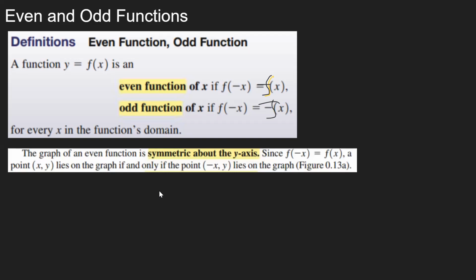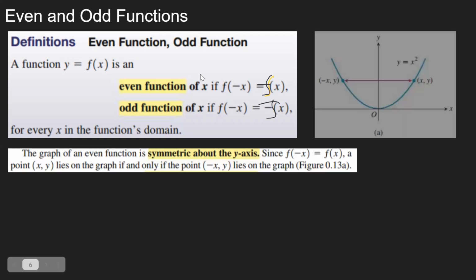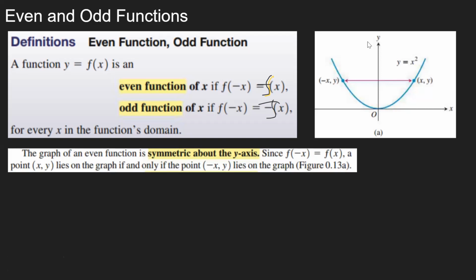Another thing with even and odd functions is if a function is even, it's symmetric about the y-axis. So we have a standard parabola here, and notice it's a mirror image of itself over the y-axis. That is because if you take any positive x value in and you plug in its opposite x value, you would get the same y value.